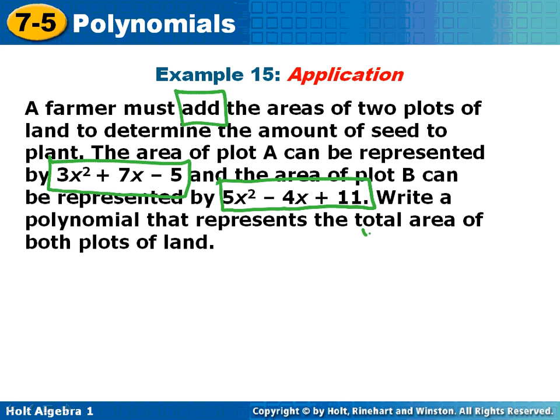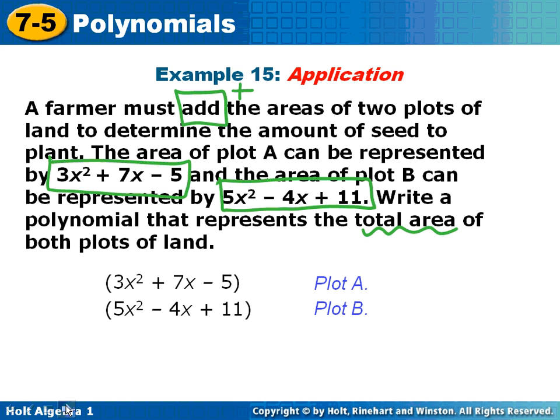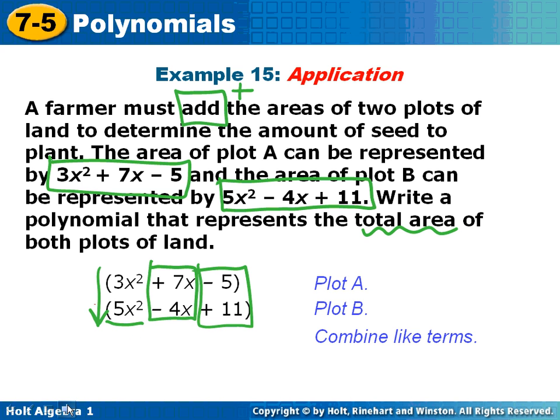Now we have to do the total area, and it told us at the beginning we were going to add. So all you have to do here is write down what plot A is, and then write down what plot B is. Notice I'm doing the vertical method again. And then all I'm going to do is combine like terms. So going down, these terms should add up to 8x squared, keeping the x squared the same. The 7 minus 4 would be 3x. And then negative 5 and 11 should be 6. So our final answer is going to be 8x squared plus 3x plus 6.